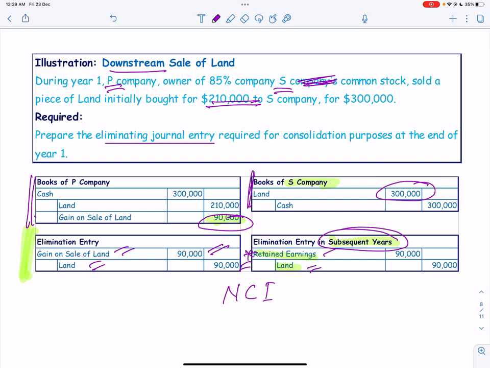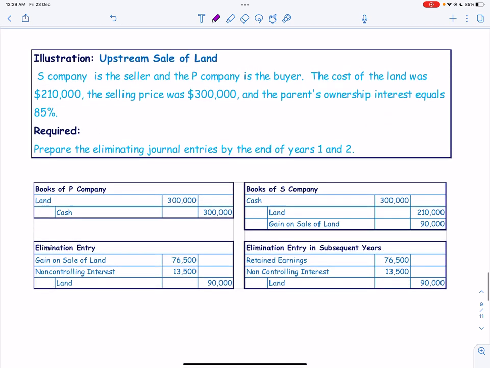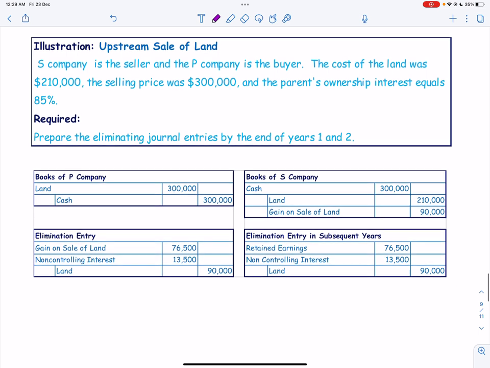Now let us take a look at an upstream sale of land. Assume now that the subsidiary S company is the seller and P company is the buyer. Prepare the eliminating journal entries by the end of year 1 and 2.